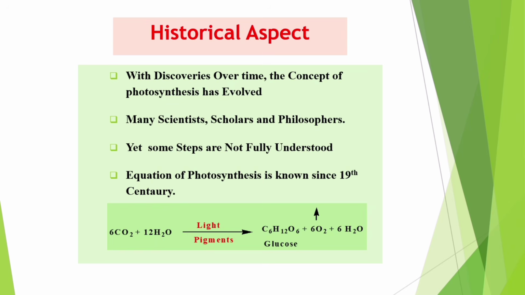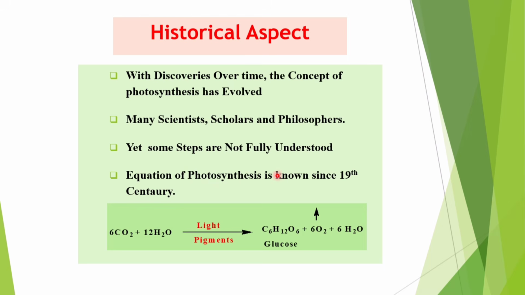With discoveries over time, the concept of photosynthesis has evolved. Many scientists, scholars, and philosophers have immensely contributed, which has led to the understanding of the concept of photosynthesis. Some of them include Joseph Priestley, John Ingenhousz, Thomas Engelmann, Warburg, Van Niel, Emerson and Arnold, Robert Hill, Melvin Calvin and Benson, and Jagendorf and others. But despite this, the photosynthesis concept has been understood, yet some steps are not fully understood.